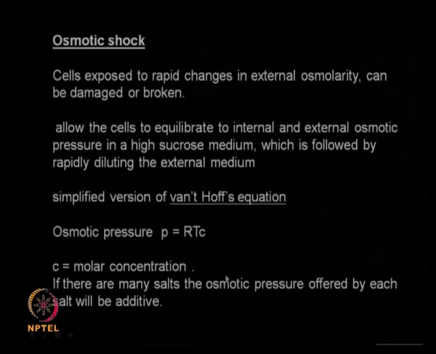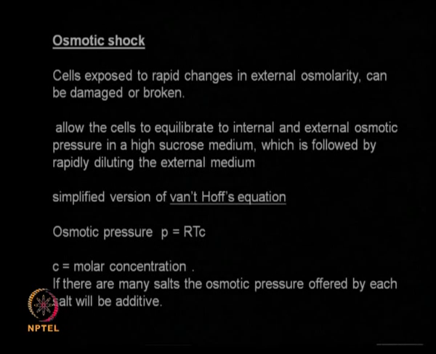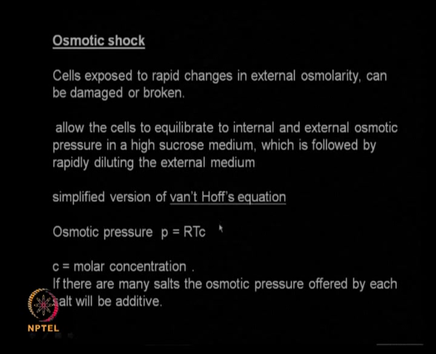If there are many salts present, then you will have an additive effect, salt 1, salt 2, salt 3 and so on. There will be osmotic pressure because of salt 1, osmotic pressure because of salt 2, osmotic pressure because of salt 3, and all of them get added up. So you can use this equation to calculate approximate osmotic pressure. So osmotic pressure equals R into T into C. We will look at a problem later.